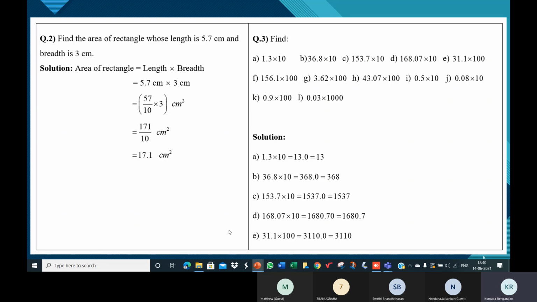So when you're multiplying, multiply as if there is no decimal point. 36.8 should look like 368 for you. So what is 368 into 10? 3680. Now the decimal point. This number has 1 decimal place, so the product also should have 1 decimal place. So place a decimal point here, with 1 digit after it. But that is nothing but 368.